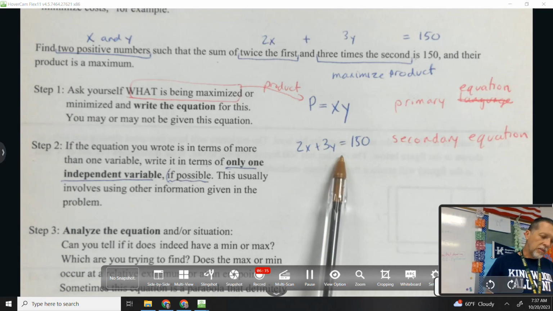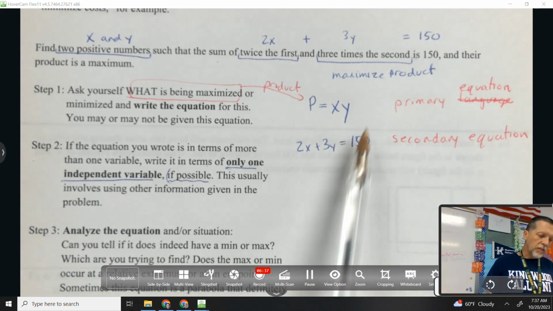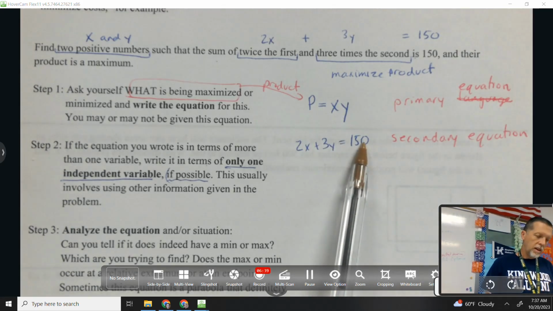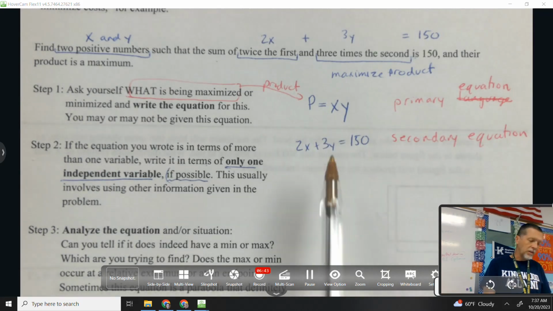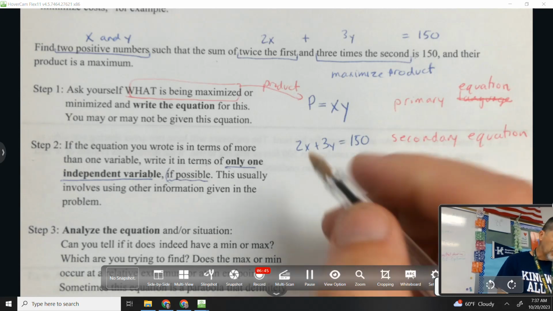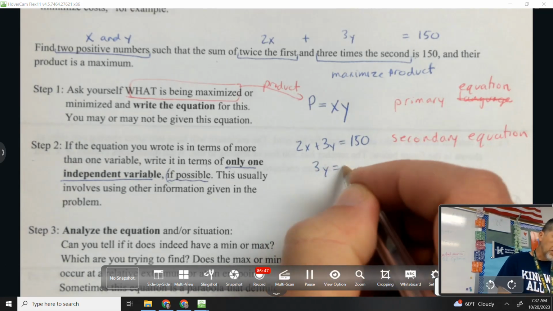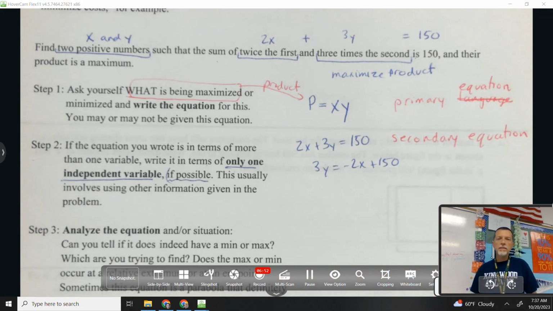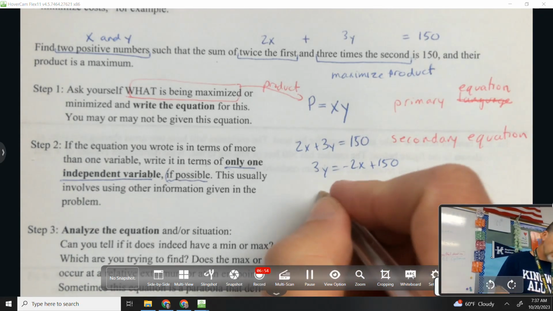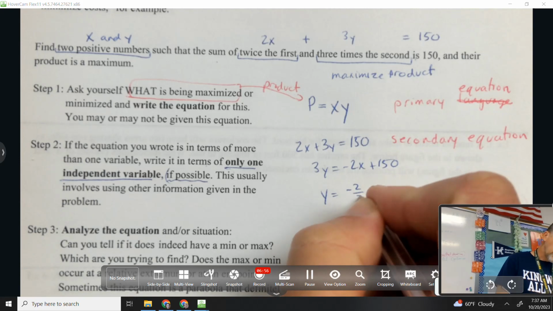Let's see. It doesn't really matter if you solve for y or solve for x in terms of difficulty, but also in terms of mathematically, it's either way. So I guess I'll just solve for y because that feels like what we normally do. So move the 2x over, divide by 3.